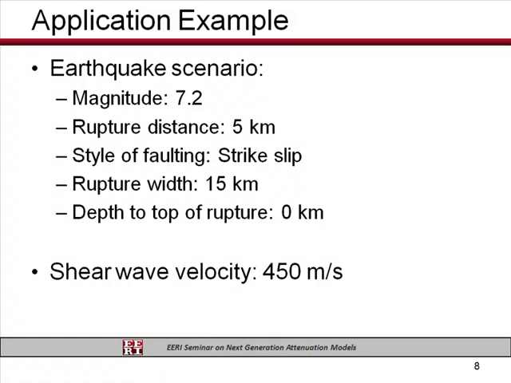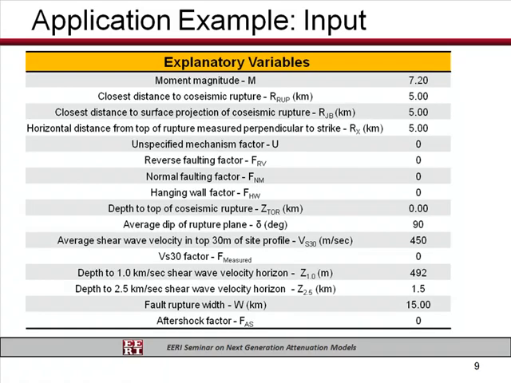Now, as an example to illustrate the use of this tool, let us consider an earthquake event of magnitude 7.2 that occurs on a strike-slip fault which ruptures up to the ground surface, with a rupture width of 15 kilometers and a rupture distance of 5 kilometers. And let's assume that the shear wave velocity in the top 30 meters of our site profile is 450 meters per second. Now, the user needs to go to the Excel file and enter these input parameters shown in this table. So for moment magnitude, we have 7.2.